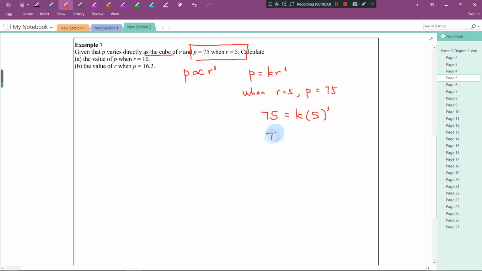So this is 125k. So k is equal to 75 over 125. Just press the calculator. 75 divided by 125 is 0.6. If you want to write it in fraction, 3 over 5 also can. So here I will just write 0.6. Okay, now I have an equation: p is equal to 0.6 r cubed. I'm going to use this equation to help me get the value of p.